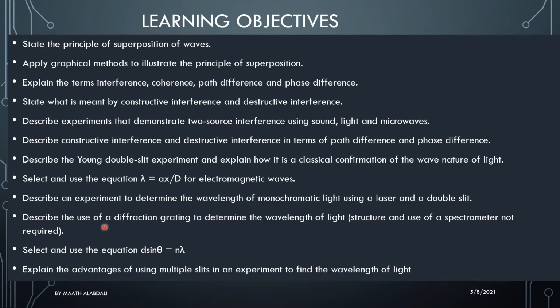I'll describe the use of a diffraction grating to determine the wavelength of light. I'll state and use the equation d sine theta equals n lambda, which is the diffraction grating equation. And I'll explain the advantages of using multiple slits in an experiment to find the wavelength of light.